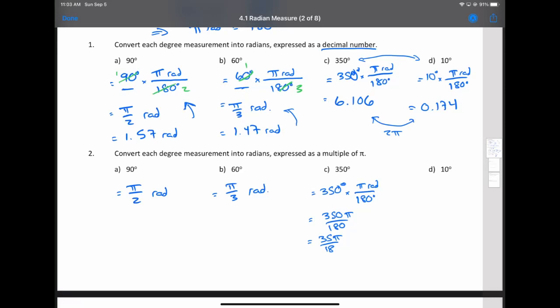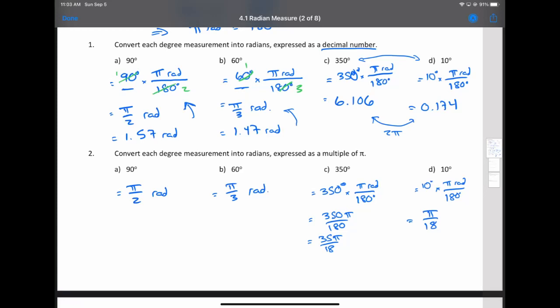Now, if we did this one, this one's actually a little bit easier. 10 degrees times pi radians over 180 degrees. Really, 10 over 180 is just 1/18, so that's just pi over 18. Which makes sense. If half a circle is pi, or 180 degrees, then this would be 1/18th of half a circle, so 1/18th of pi.